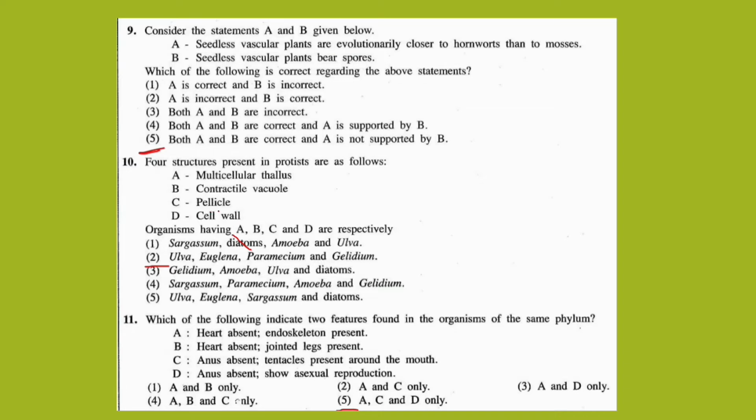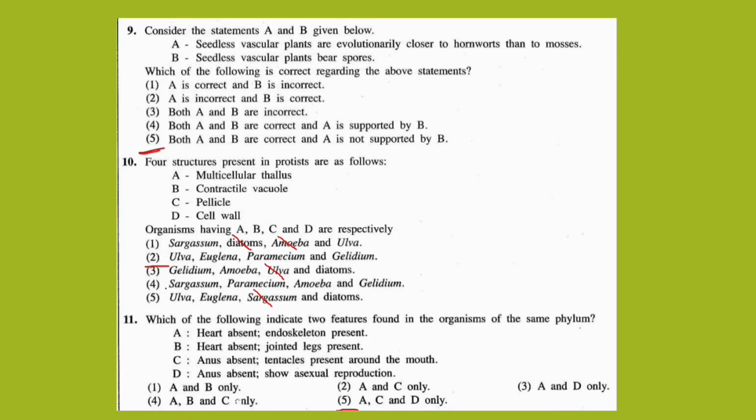And pedicle, we can find in paramecium and euglena. So the third organism should have a pedicle. It is not found in amoeba. Here, pedicle is not found in ulva because ulva is an algae. And here paramecium has a pedicle. Sargassum does not have a pedicle, it's an algae. And the cell wall: ulva, gelidium, diatom, all these have cell walls.